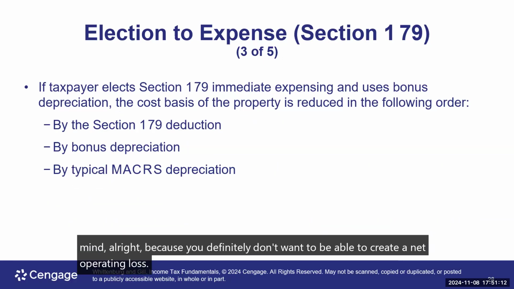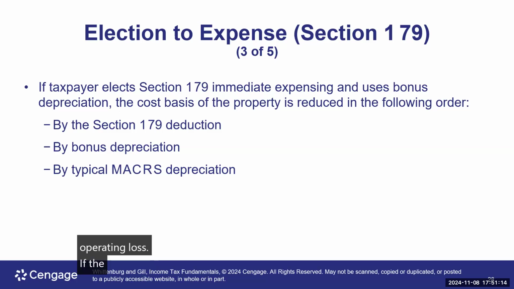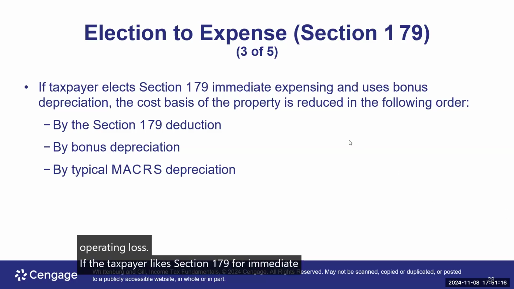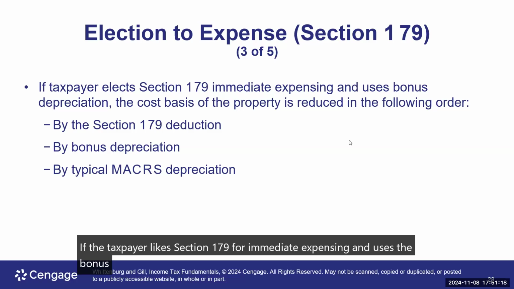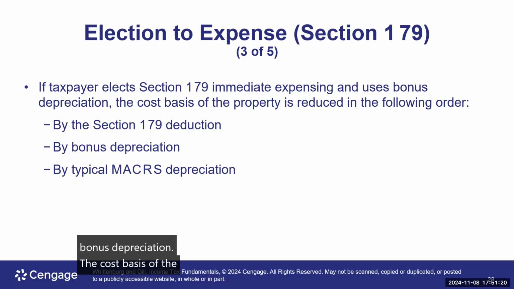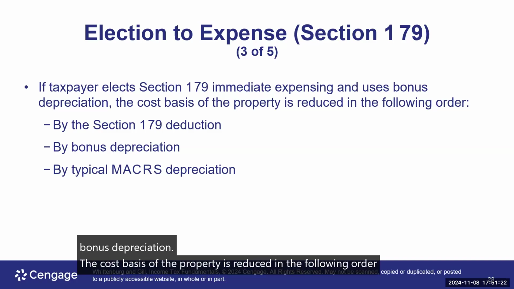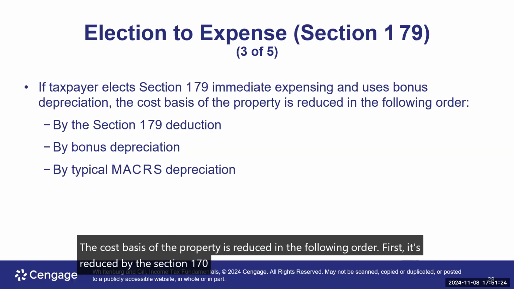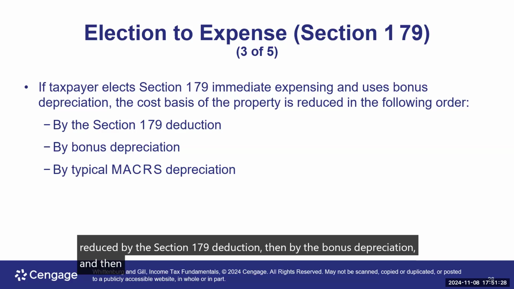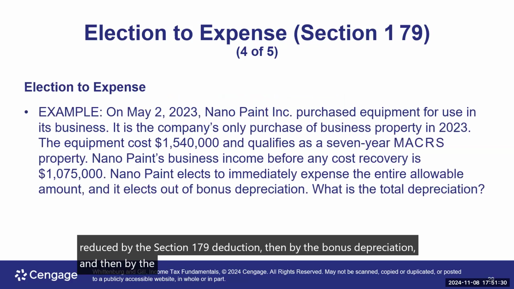If the taxpayer elects Section 179 for immediate expensing and uses the bonus depreciation, the cost basis of the property is reduced in the following order. First, it's reduced by the Section 179 deduction, then by the bonus depreciation, and then by the typical MACRS depreciation.